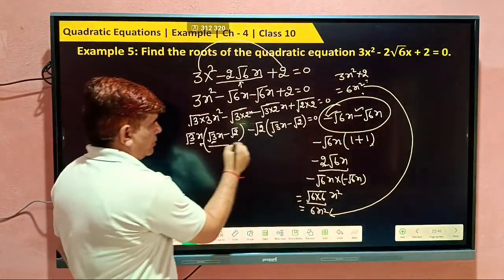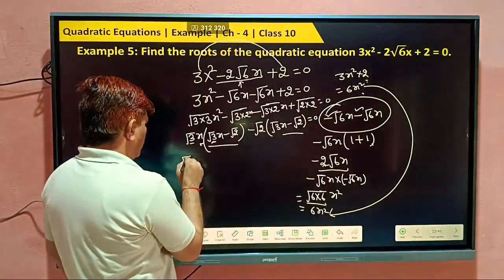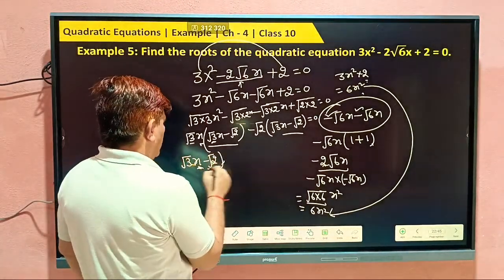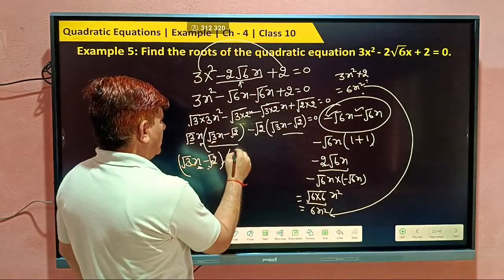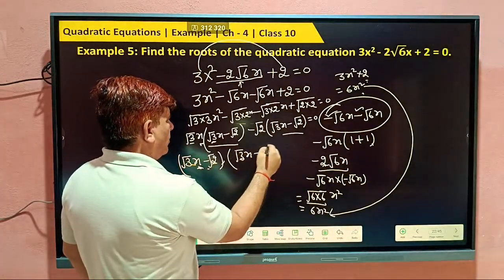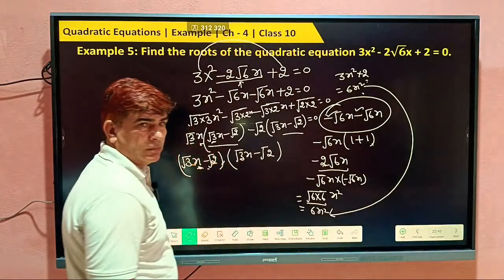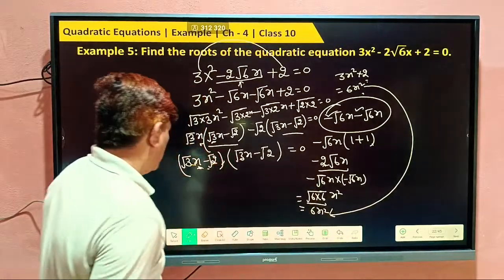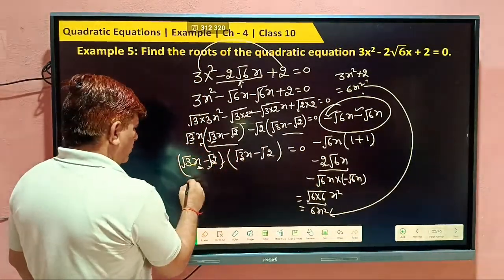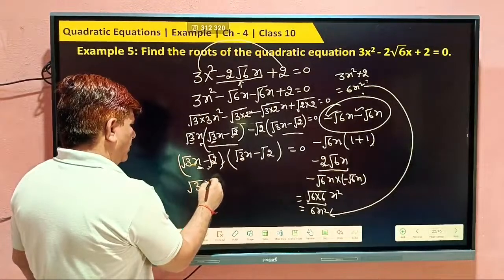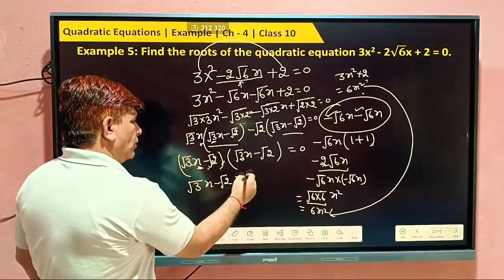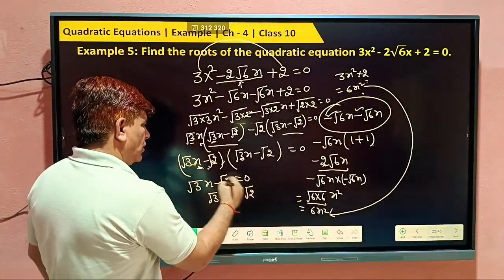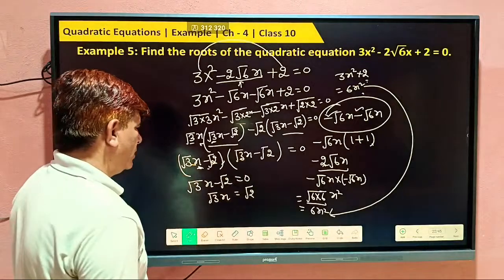Now which is common? This is common: under root 3x minus under root 2. And what is this? Under root 3x minus under root 2. Yes or no? This is left and this is equal to 0. Then again we can put both equal, so under root 3x minus under root 2 equal to 0. It means under root 3x is equal to under root 2, transferring from left hand side to right hand side, the sign changes.